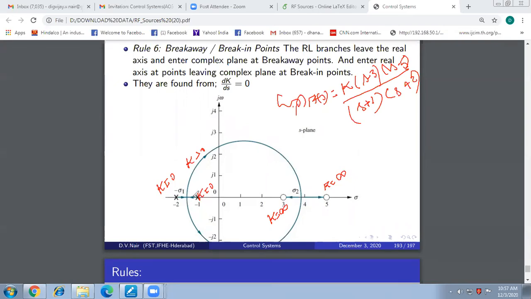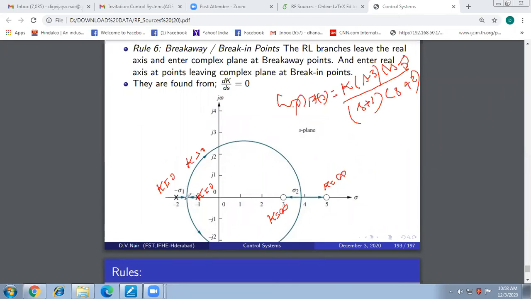Whereas the points between -1 and -2 meet that criteria of having an odd number of open loop poles and zeros to their right. So for them, there are three. At the same time, the points between 3 and 5 on real axis will also be on root locus, since to their right, the number of open loop poles and zeros here is 1. That is an odd number.